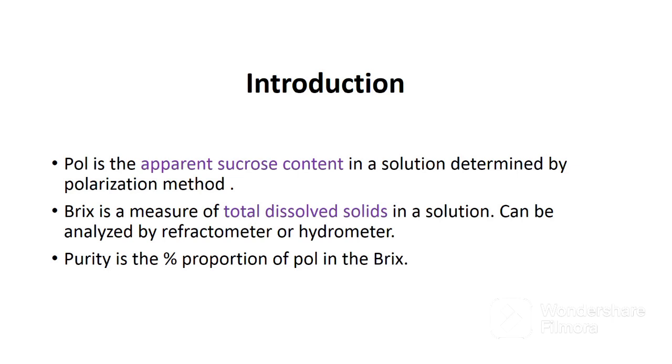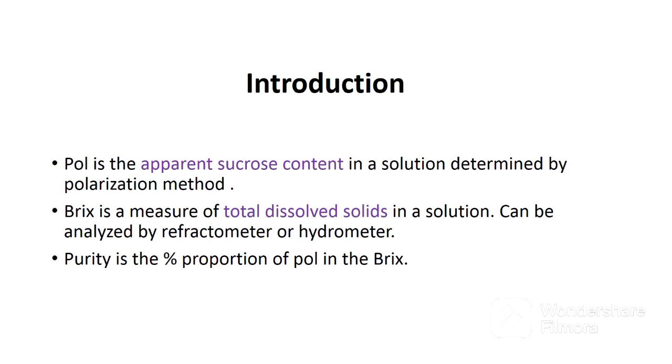POL is the apparent sucrose content in a solution. In other words, it is the amount of table sugar in a solution, determined by polarization method. BRIX is a measure of total dissolved solids in a solution. Examples of total dissolved solids are minerals, reducing sugars, and sucrose. This can be analyzed by refractometer or hydrometer. And purity is the percent proportion of POL in the BRIX. So purity is equal to POL over BRIX times 100%.